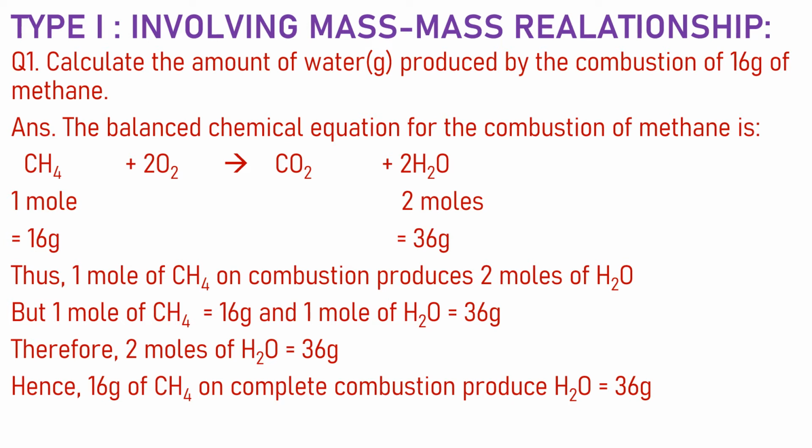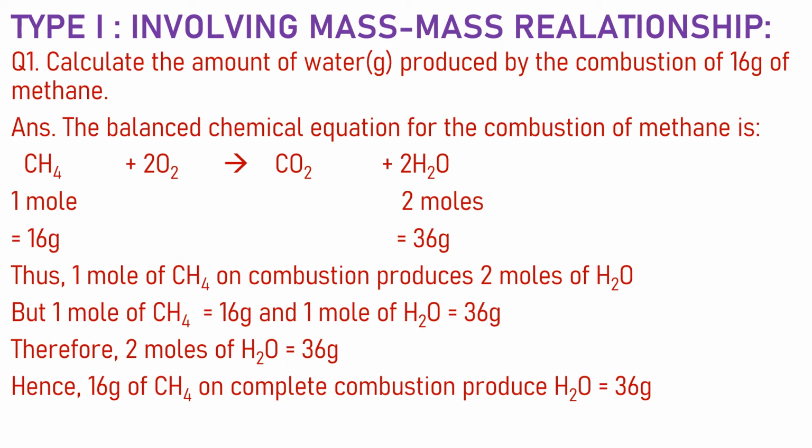So we can write CH4 plus 2O2 gives us CO2 plus 2H2O. This is the balanced chemical equation. And just below it we can write in terms of moles: 1 mole of methane gas is required, combining with 2 moles of oxygen, then it is giving 1 mole of carbon dioxide and 2 moles of water.